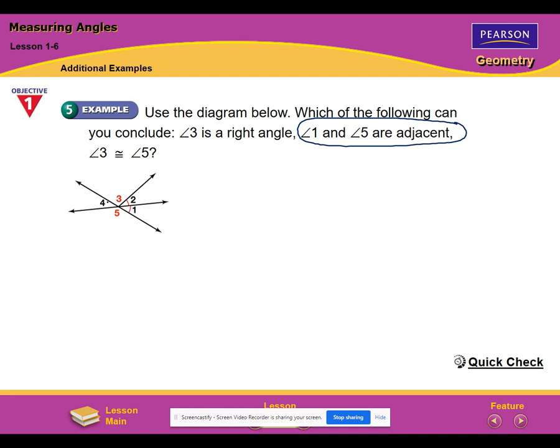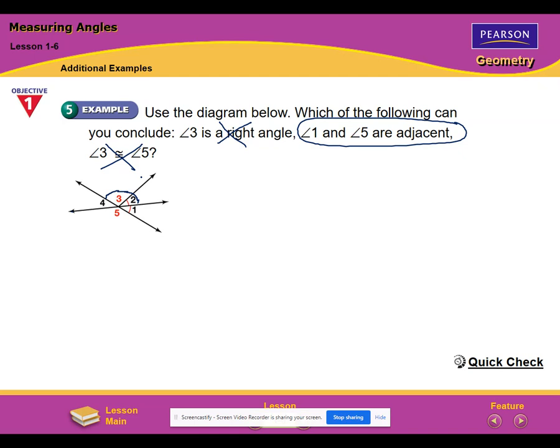In fact, no. If you look at your vertical angle definition, opposite rays would be like this one and this one. And then the other ray that forms angle 5 is this one. Well, that's not angle 3. That was the sum of angle 2 and angle 3. Think angle addition postulate. So this is not true, neither is this true. Only angle 1 and angle 5 are adjacent is true.